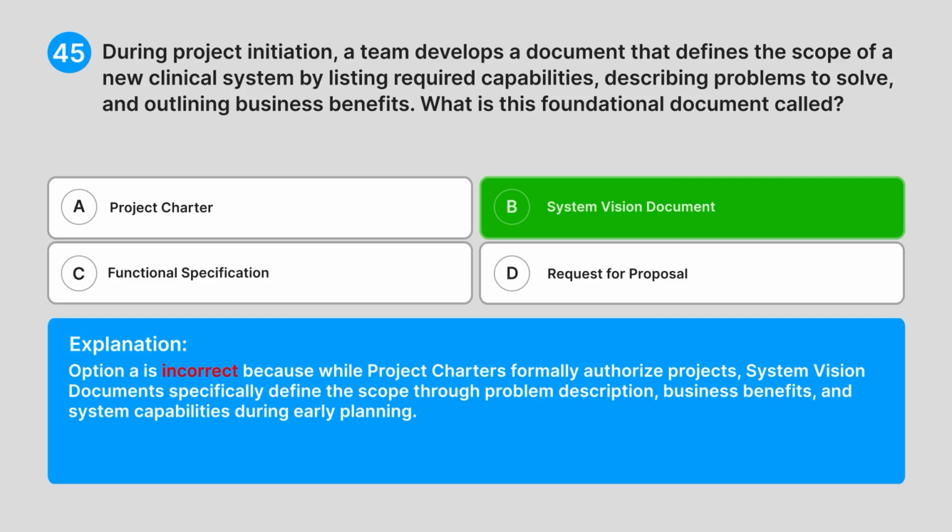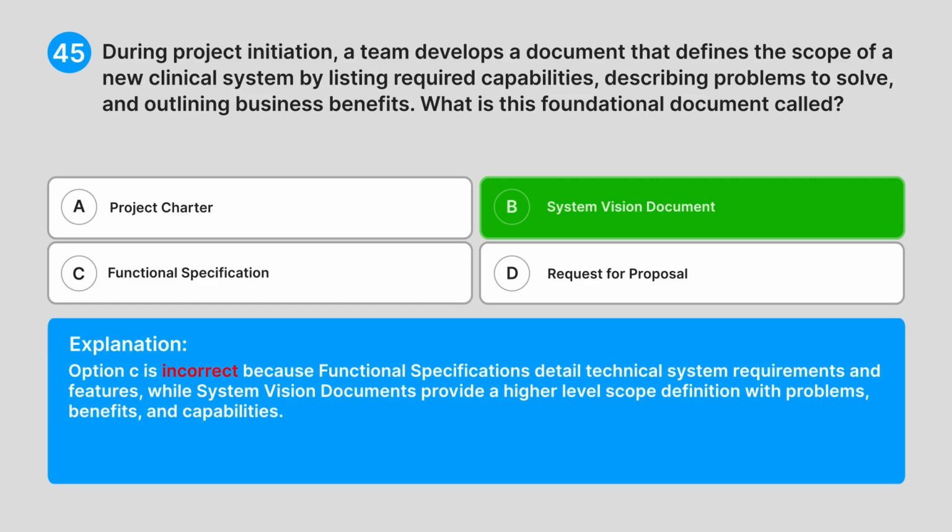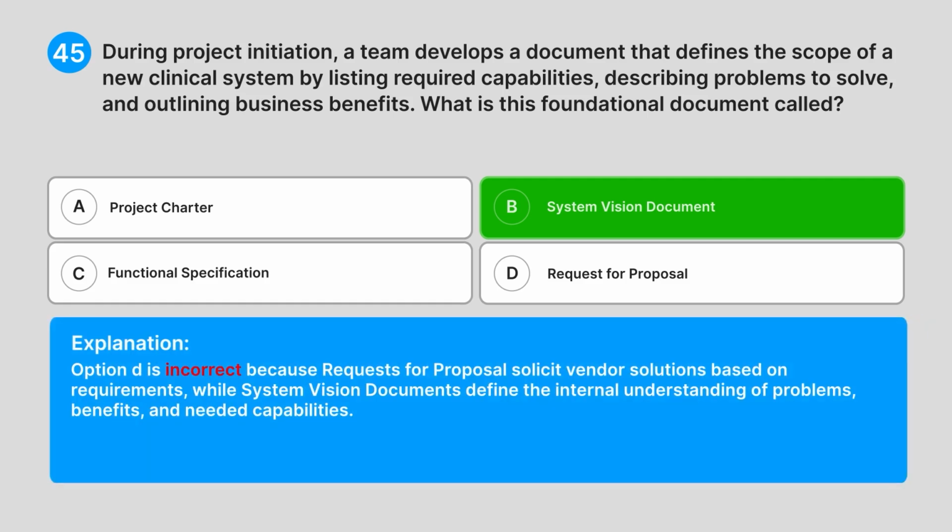Option A is incorrect because while project charters formally authorize projects, system vision documents specifically define the scope through problem description, business benefits, and system capabilities during early planning. Option C is incorrect because functional specifications detail technical system requirements and features, while system vision documents provide a higher level scope definition with problems, benefits, and capabilities. Option D is incorrect because requests for proposals solicit vendor solutions based on requirements, while system vision documents define the internal understanding of problems, benefits, and needed capabilities.